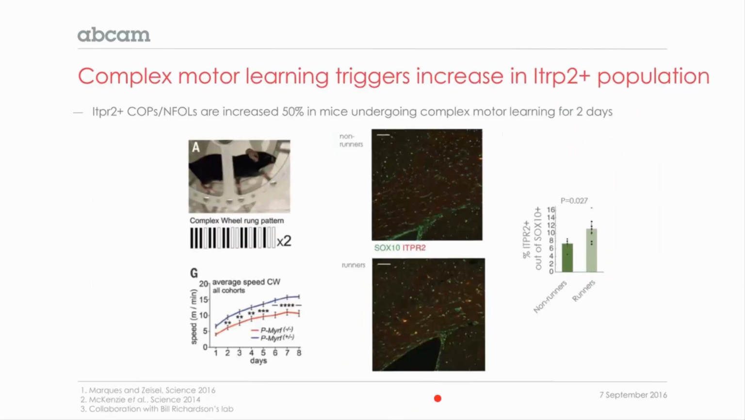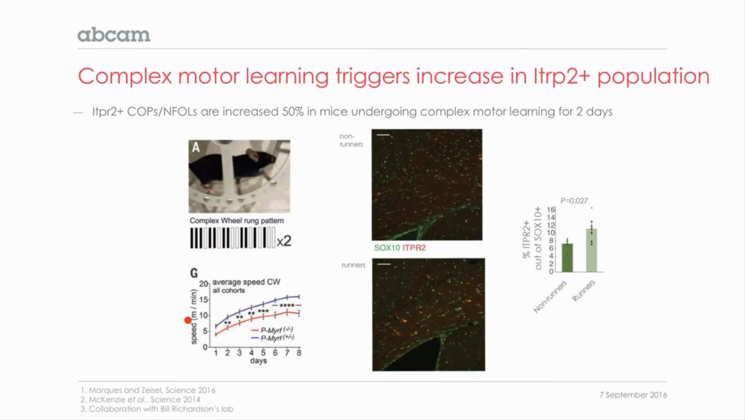So in order to investigate that, we started a collaboration with Bill Richardson's lab at UCL in the UK. And Bill's lab had previously described the complex wheel running paradigm, in which mice are put in a wheel, but some of the steps are removed. The mice have to learn how to run in this complex wheel, and this process takes some time until they can reach the normal speed again.